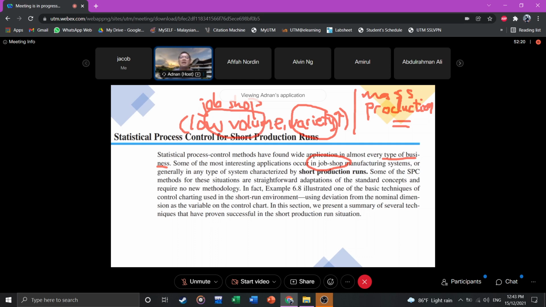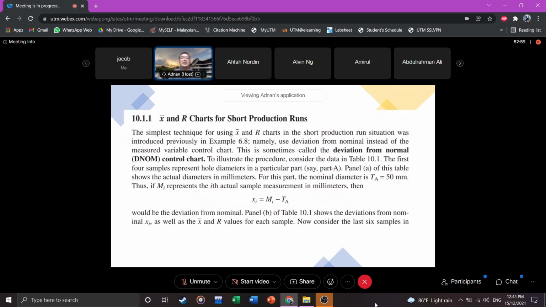So how can we address the variability in the process using control charts? This is what we call short run production, or short production runs. What we do here is use a control chart based on deviation from nominal. We use a deviation chart, rather than using the raw measurement data. We plot the deviation. Remember this deviation chart. What is a deviation chart? Let me show it here.